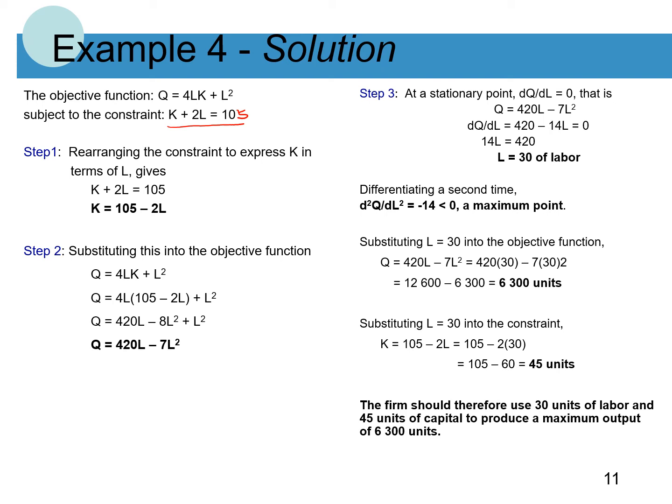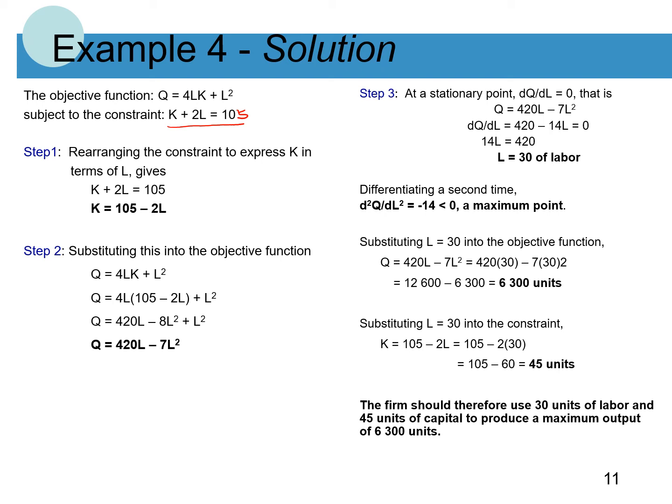K is equal to 105 minus 2L. Okay. Then we substitute this value of K equal to 105 minus 2L into Q equal to 4LK plus L squared, the first function here. Therefore, we found that Q is equal to 4L times (105 minus 2L) plus L squared. Therefore, we have Q equal to 420L minus 8L² plus L². Then we have 420L minus 7L².